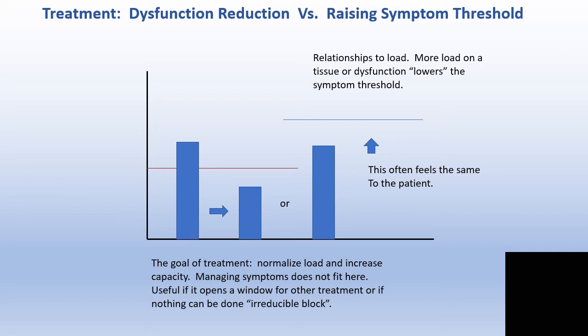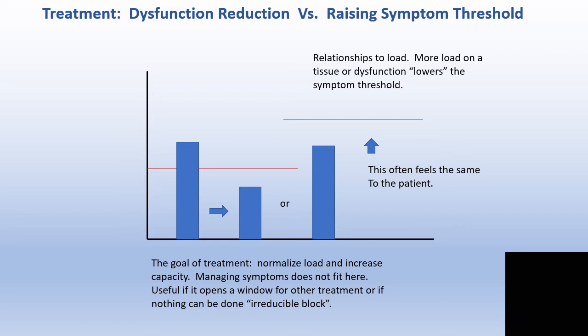When we look at treatment, the primary goal is to reduce the dysfunction and raise the symptom threshold, i.e. to raise the capacity of the human machine. So the goal of treatment is to normalize load and increase capacity across the muscles and joints. Managing symptoms does not fit in here. Useful if it opens a window for other treatment, or if nothing can be done, i.e. if there's an irreducible block.